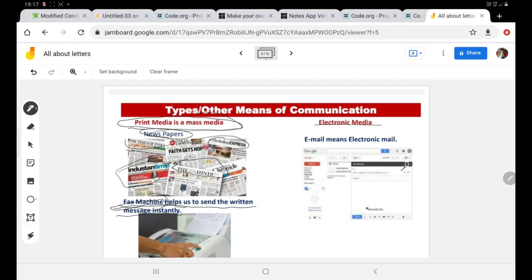Electronic media. You know Google email, everybody knows Google email, Yahoo email, Rediff mail. What does email mean? If anyone knows what email means, then comment below. Email means electronic mail, because we send it on a laptop, it is electronic. That is why it is called electronic mail. Like this picture you can see.